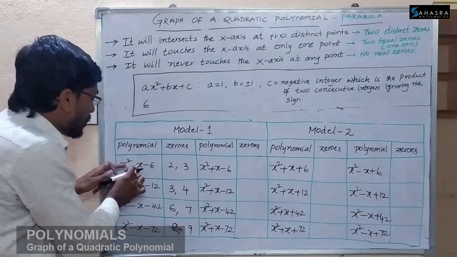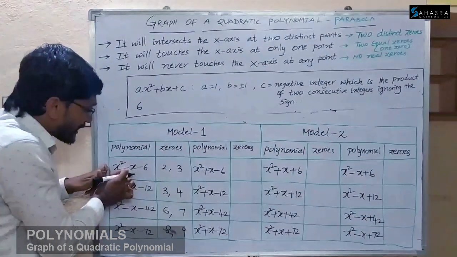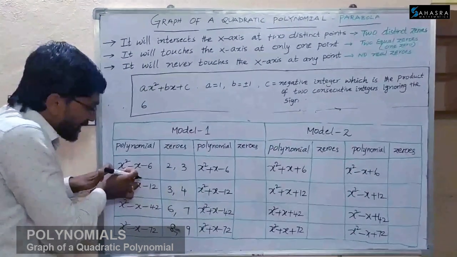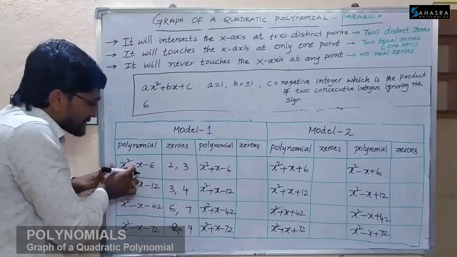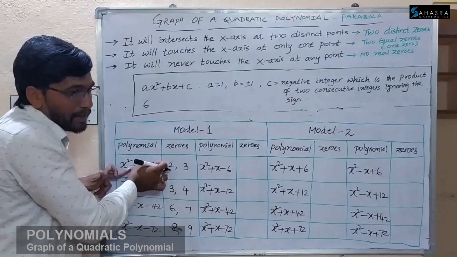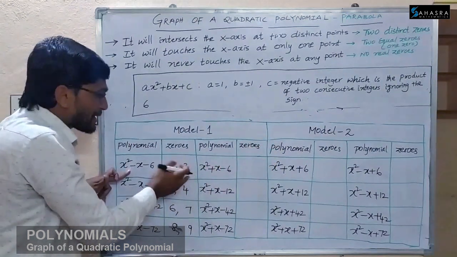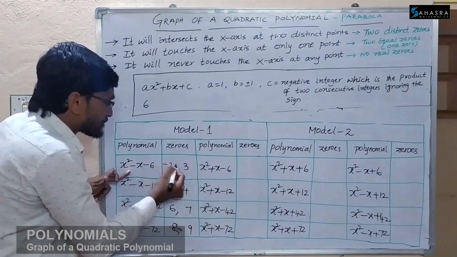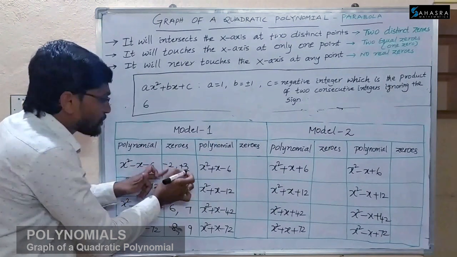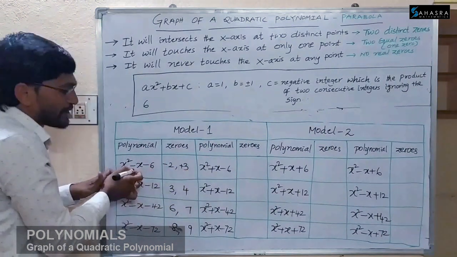Simply, whatever the sign we have for the x coefficient, that sign keep for the smaller number, and the opposite sign keep for the bigger number, the larger number. So minus 2, plus 3. Minus 2 comma plus 3 are the zeros of this quadratic polynomial.